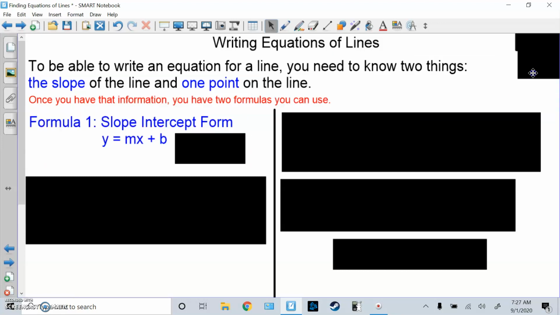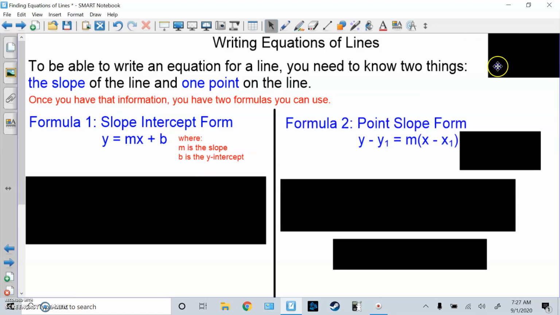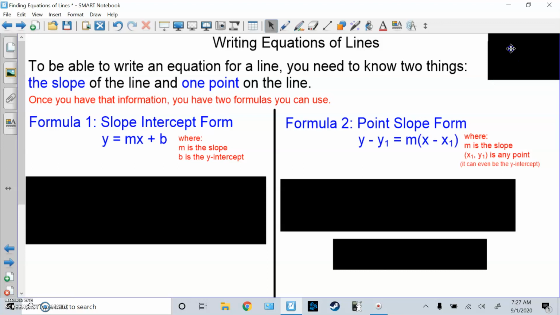The first one's very famous, you should know it. That is slope-intercept form, y equals mx plus b. So m is the slope, b is the y-intercept. The second option is point slope form, y minus y1 equals m times x minus x1. M is still slope, x1, y1 is any point, and it can even be the y-intercept.